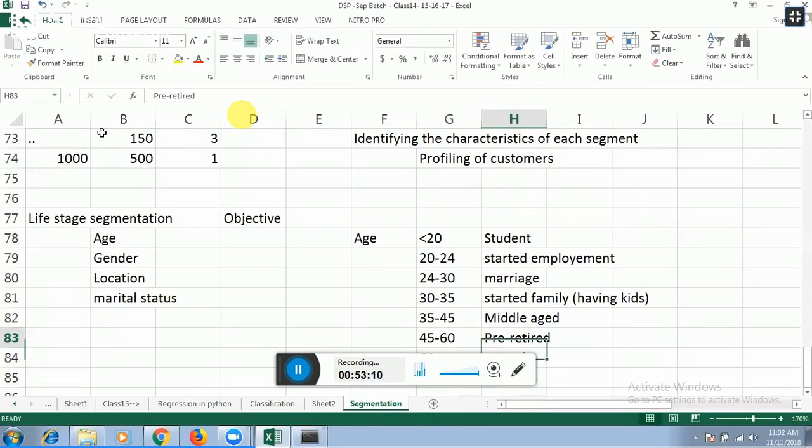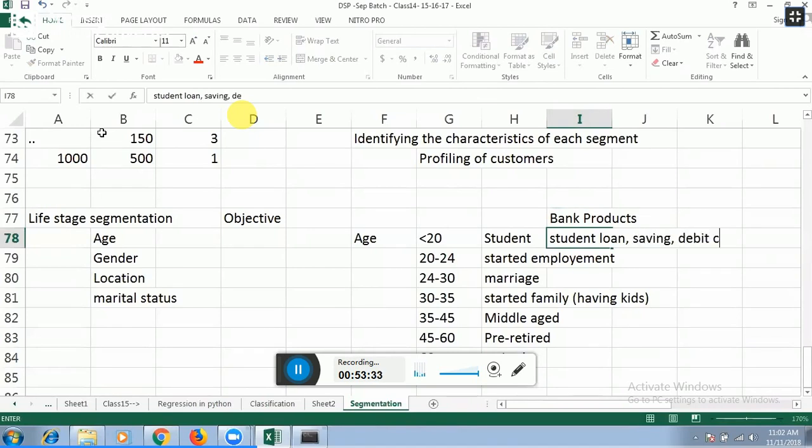Correct? So suppose I'm a bank; what bank products can I offer? For a student, maybe a student loan, or a savings account or a debit card. These are the typical products you can offer to students. If you have started employment, you can offer a salary account and a credit card, or maybe a personal loan.